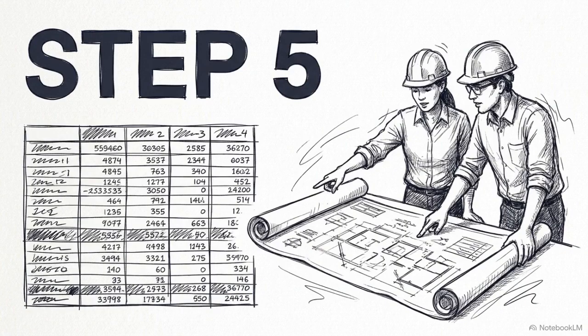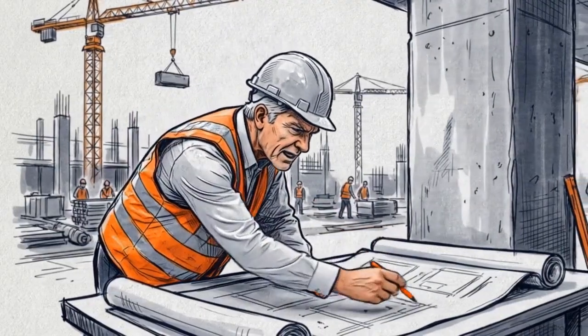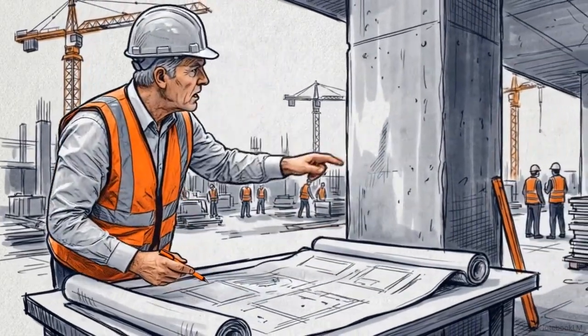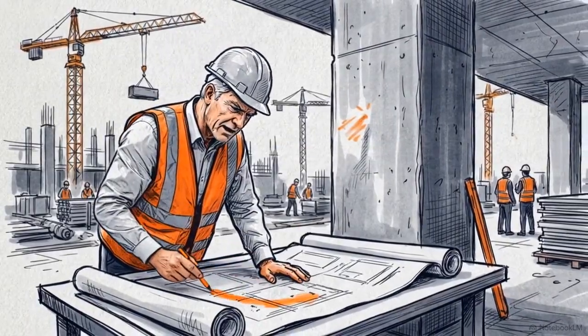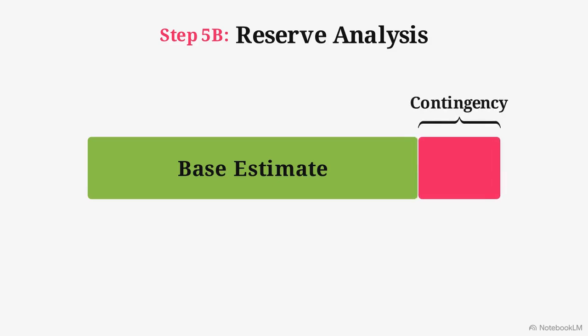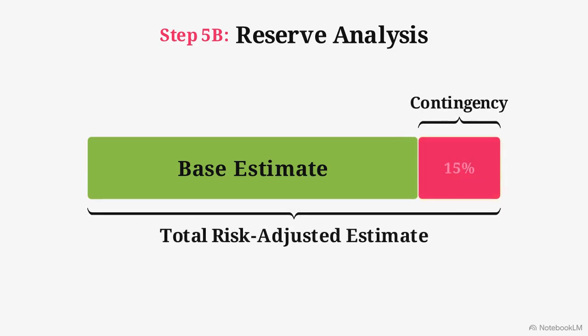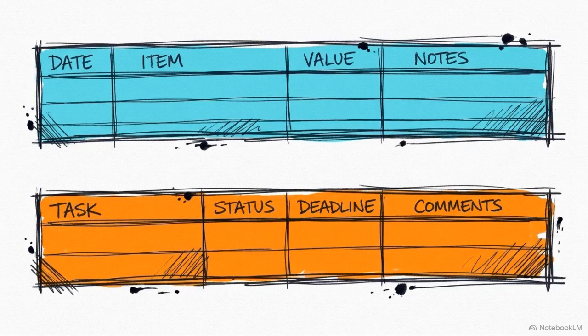Math without human context is dangerous. Take your newly triangulated number to a subject matter expert. Their job is to sanity check that calculation against the real-world friction that formulas can't anticipate. Once the base is validated, you must add an explicit contingency reserve. This buffer is sized strictly according to the task's remaining risk profile. There is a major trap to avoid here. Contingency must never be hidden as invisible padding inside the base duration. It must be isolated and tracked separately.